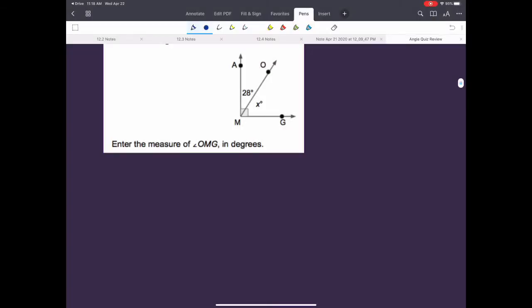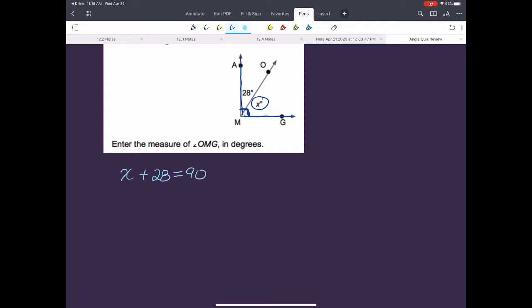Starting with the first one, we have an example of complementary angles, and we know that because there is this little box here in the corner that represents a right angle. So this is a 90-degree angle, and we have one angle that's missing. Now it's a matter of setting up an equation where you have x and another angle, 28 degrees, and setting that equal to 90.